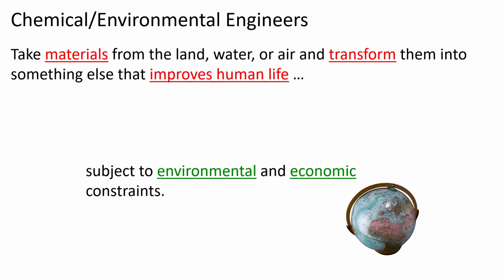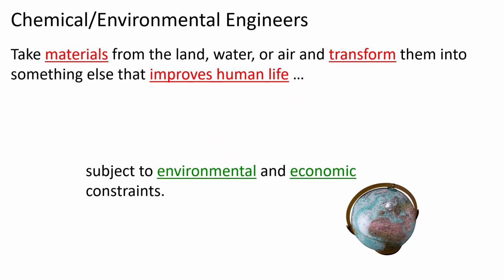I'm often asked to provide a brief statement about what is chemical and environmental engineering. And what you see here is the tersest, most concise way I can think of to convey what we do for a living. What we do is take materials from the land, water, or air and transform them into something else. And we do this with the intent of trying to improve human life, something consistent with the mission of the University of Toledo, which is to improve the human condition. And we can't just do this any way that we like. We have to do it subject to environmental and economic constraints.